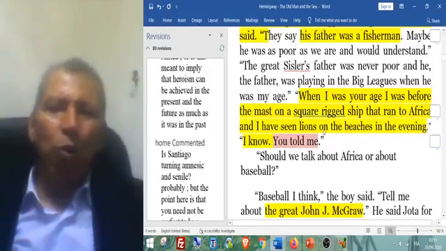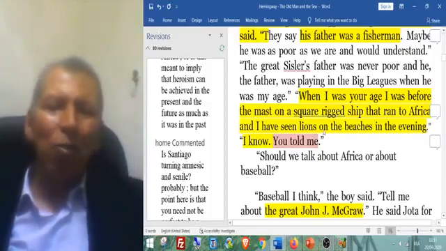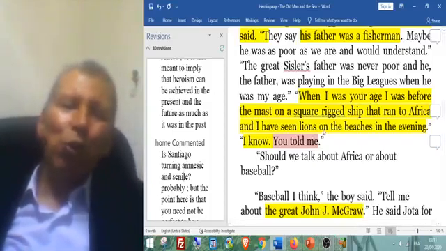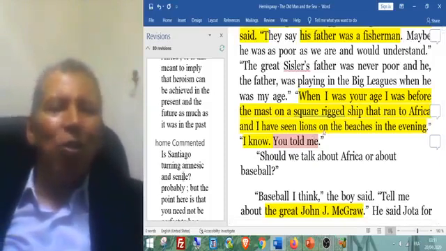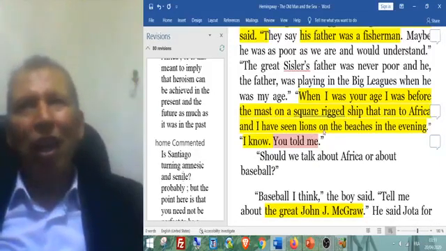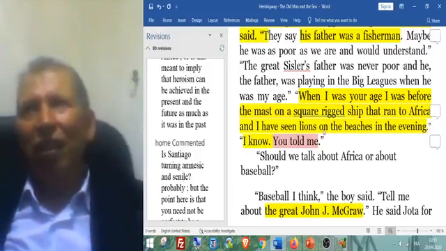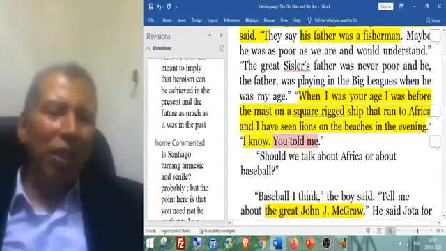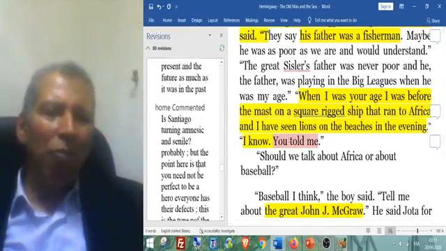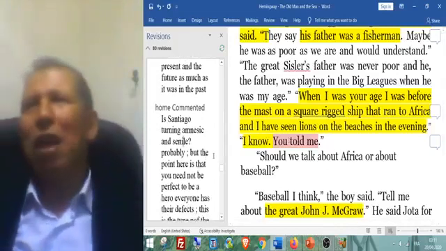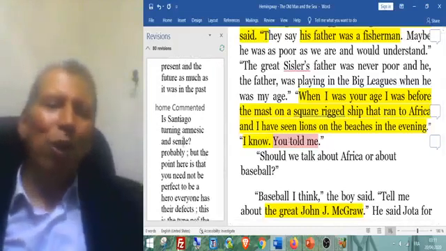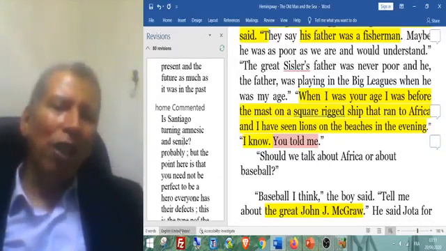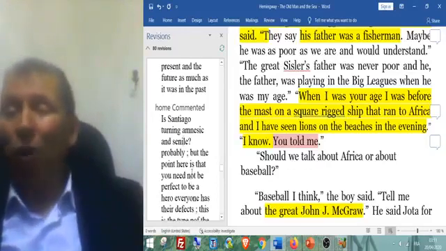Manolin almost rudely tells him, I know you told me. So is Santiago turning amnesic or senile? Is he forgetting? Is he suffering from Alzheimer's? I don't know. But the point here is that you need not be perfect to be a hero. You can be an old man and yet a hero. You can be an old man yet achieve high results. You can be who you are and achieve.